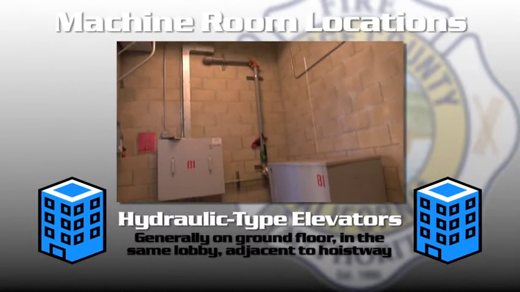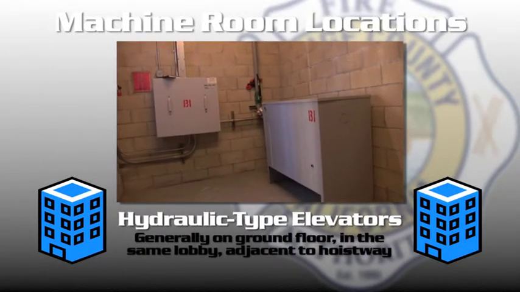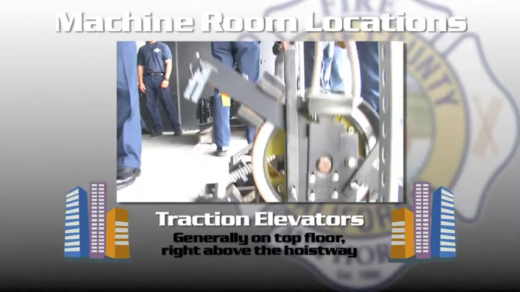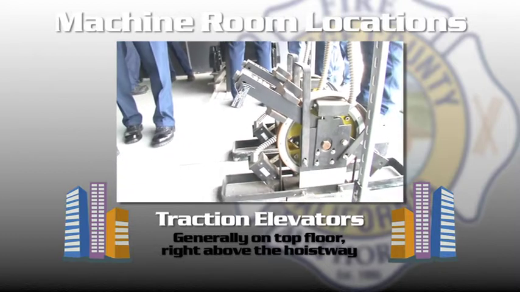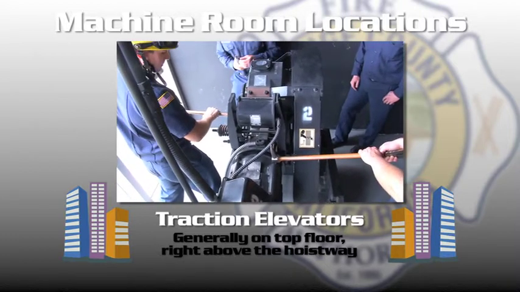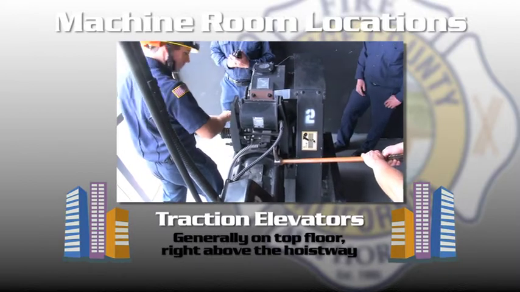In hydraulic type elevators, like the one we're dealing with now, our machine room is generally located on the ground floor in the same lobby, right adjacent to the hoistway of our elevator. In the machine room, you can also find your main disconnect. With a traction type elevator, our machine room is going to be located generally on the top floor, right above the hoistway. And there you can find your elevator controls and your main disconnect.